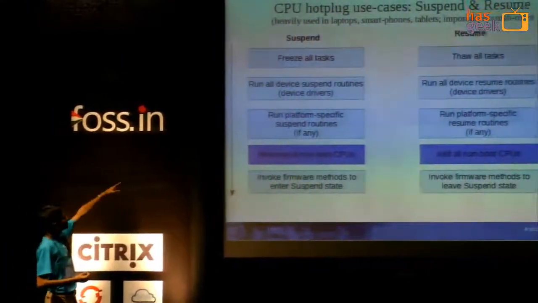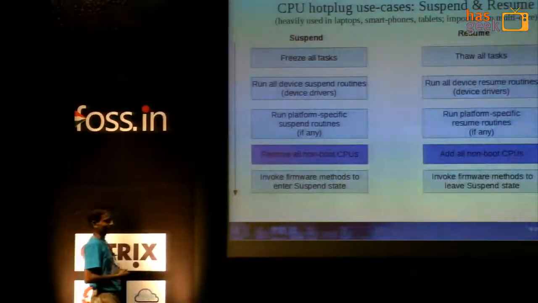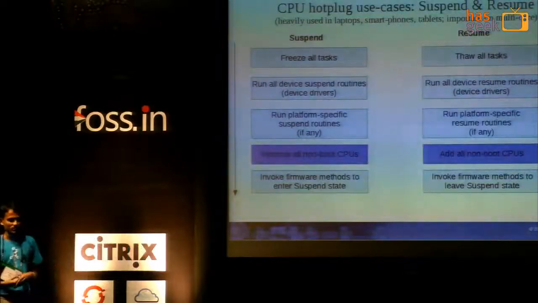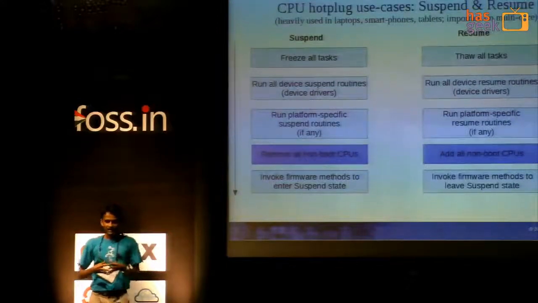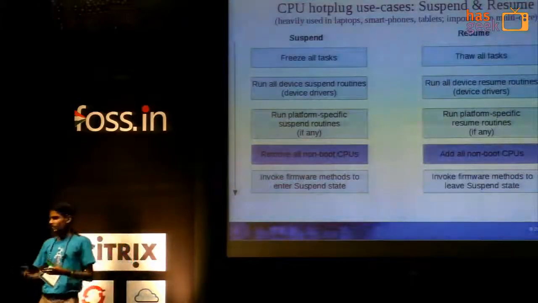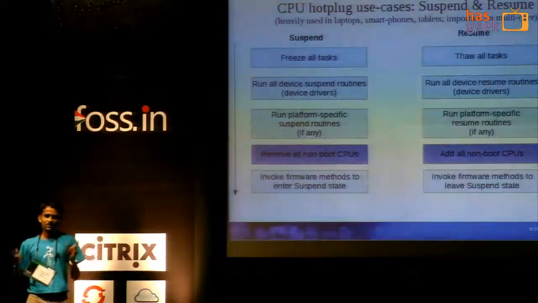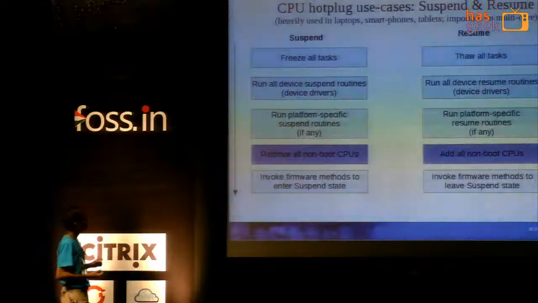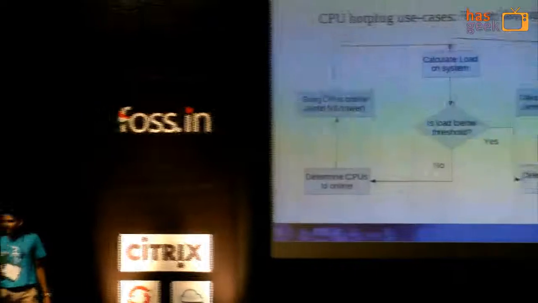And even tablets and smartphones are becoming multi-core. They have more and more CPUs going forward, which means if this is slow, as you scale and have more and more CPUs in your laptop or smartphone, your suspend resume gets slower and slower, which can hurt your power management, right? So this is one of the key use cases of CPU hot plug.